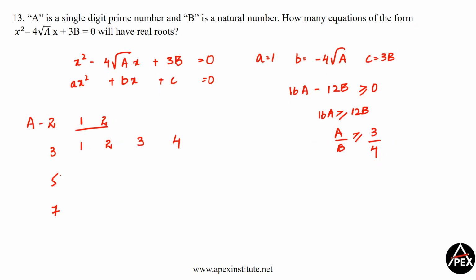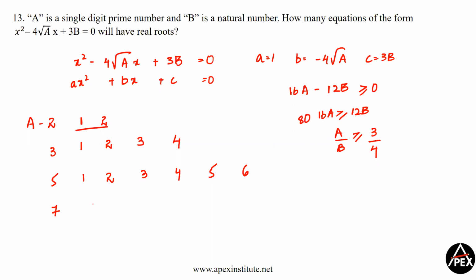Okay, now when the value of a is equal to 5, 1, 2, 3, 4, 5. Can we have the value of b as 6? So 12 into 5 is 60. So 12 into 6 is 72. Can we have the value of b as 7? 12 into 7 is 84.